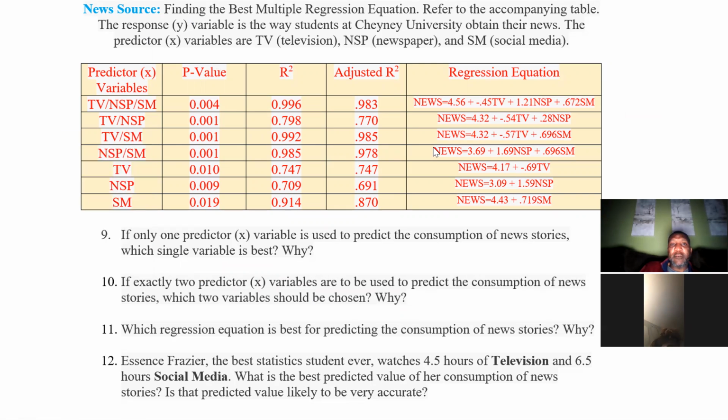The predictor variables are TV, which stands for television, NSP, which stands for newspaper, and SM, which stands for social media. Right now, this table has almost everything you need. It has the social media equation. This right here is the y-intercept plus the slope if you're only using one predictor. Same thing for newspaper. That's the intercept and slope if you're only using that.